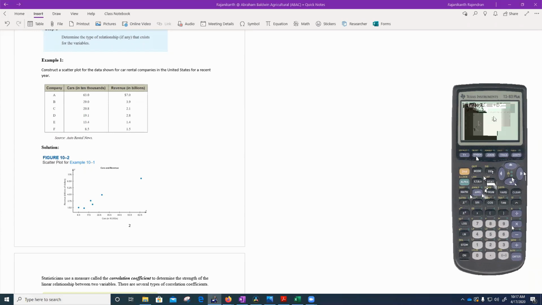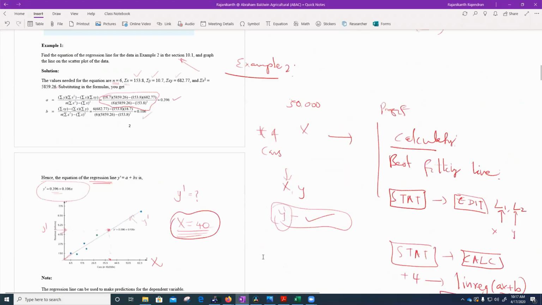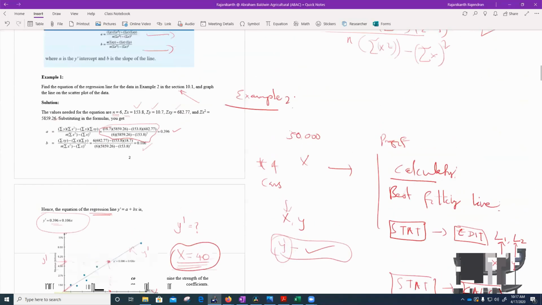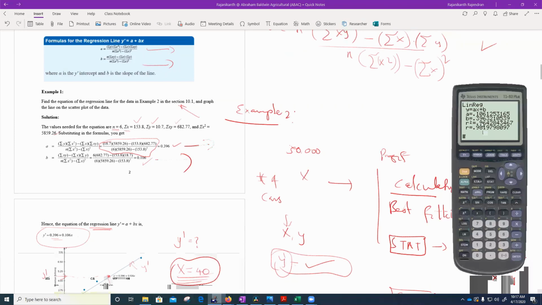So you get a and b. Let me go back. Here, the formula is given. These are the a and b values. Look at our calculator value. The calculator gives a as 0.106.